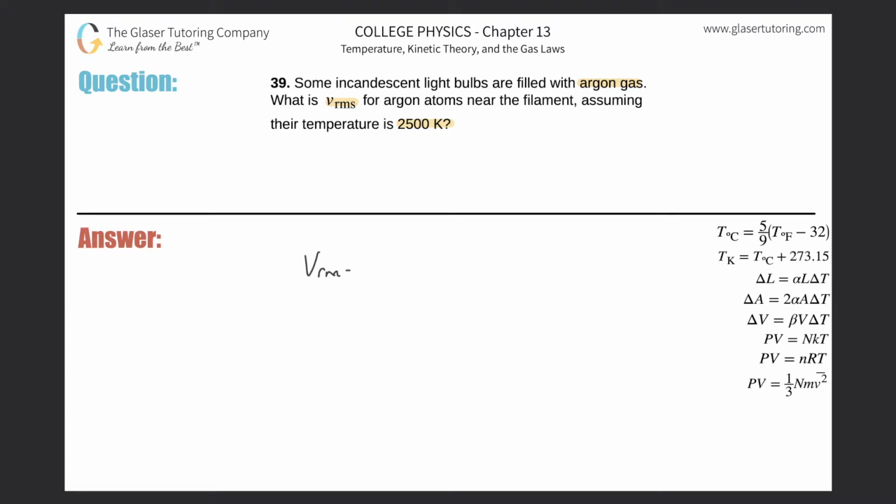The root mean square velocity will be equal to the square root of 3kT over m, where k is the Boltzmann constant, T is the temperature of the gas in Kelvin, and m represents the mass of a molecule or atom, depending upon what we're talking about. I know the temperature, since they give it to me. But do we know the mass? No, we do not know the mass.